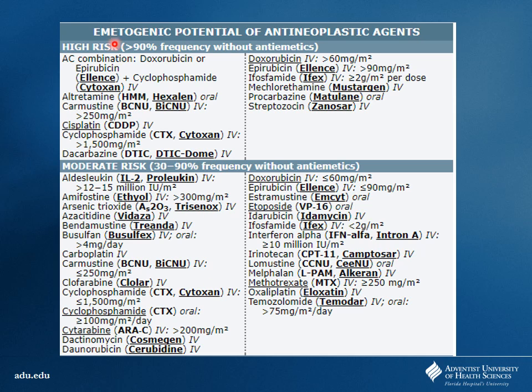Here's just an example of an emetogenic potential guideline. Every hospital or infusion center usually has guidelines on this to give you an idea of what type of antiemetic regimen they're going to need. For instance, if they're getting a really high-risk emetogenic drug, something with a greater than 90% frequency of vomiting, like high-dose cisplatin, cyclophosphamide, or doxorubicin, at certain doses these drugs are very likely to cause nausea and vomiting. You get a very intensive regimen of antiemetics, versus something that may be just a moderate risk or a very low risk.